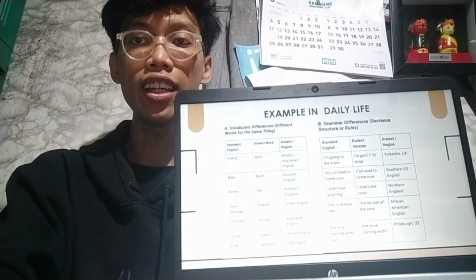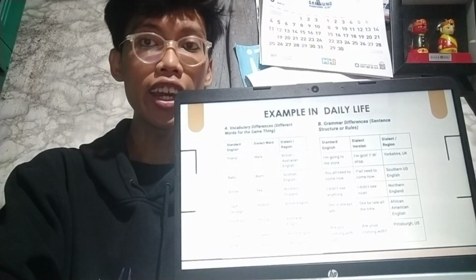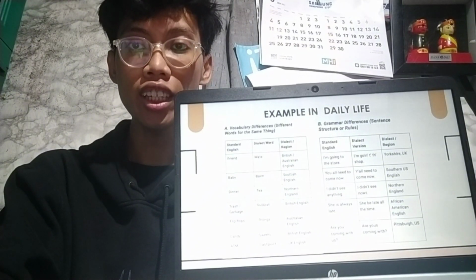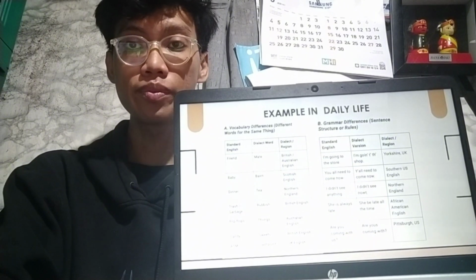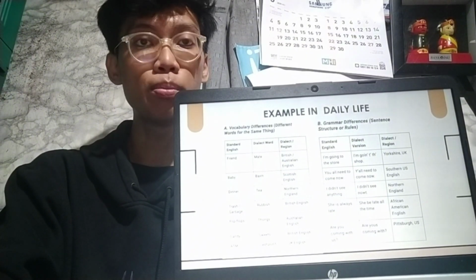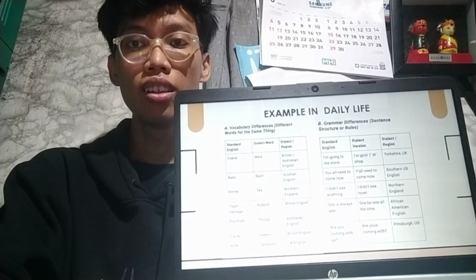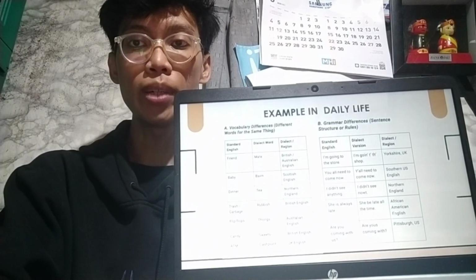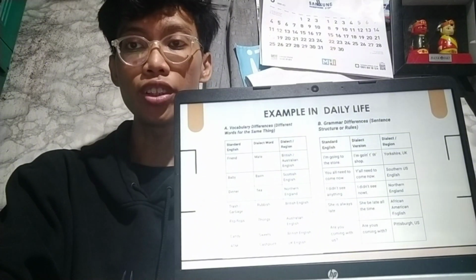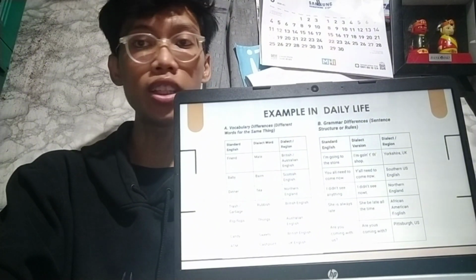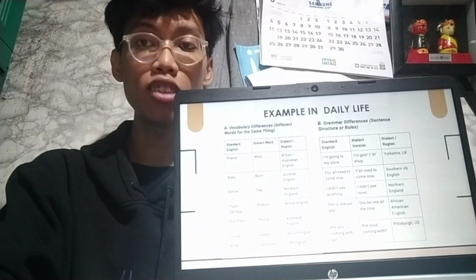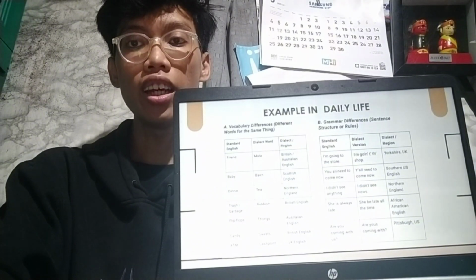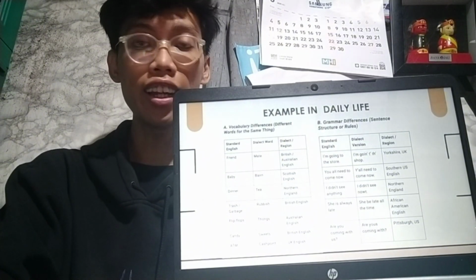Next, we move to examples in daily life. A. By vocabulary differences. In English it is friend, but in dialect it is mate, in British or Australian English. In English it is baby, but in dialect it is bear. In Scottish English, in English it is trash or garbage, in dialect it is rubbish. In British English, in English it is flip-flops, but in dialect it is thongs. In Australian English, in English it is candy, but in dialect it is sweets. In British English, in English it is ATM, but in dialect it is cash point.